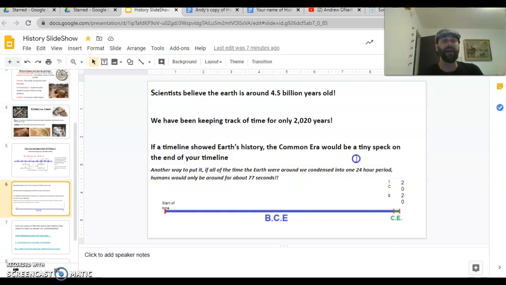Another way to think about it: if all of that 4.5 billion years were reduced into one 24-hour period, humans would only be around for 77 seconds. The Earth is super old and human history is part of it, but there's a whole lot of pre-human history that exists that we'll talk about, and it's super interesting. But we all need to know how it works and how timelines work.